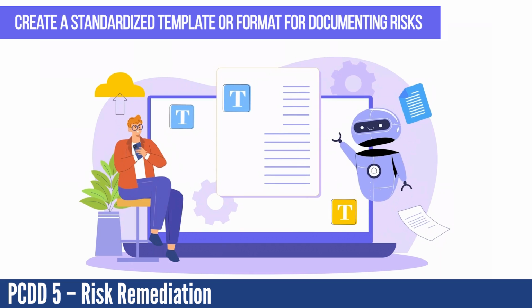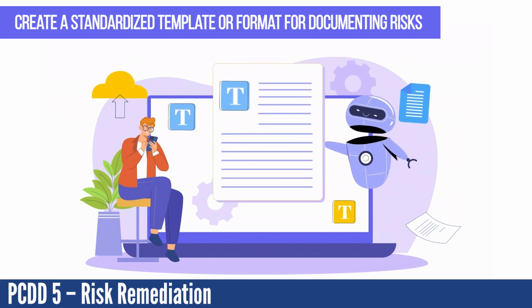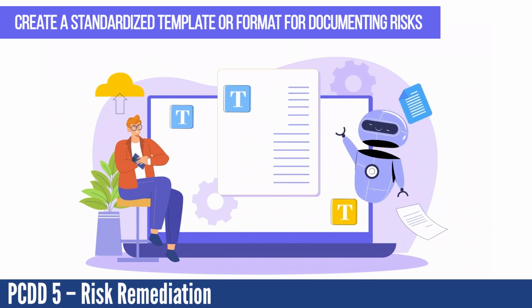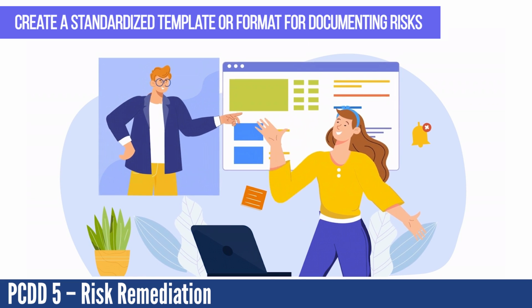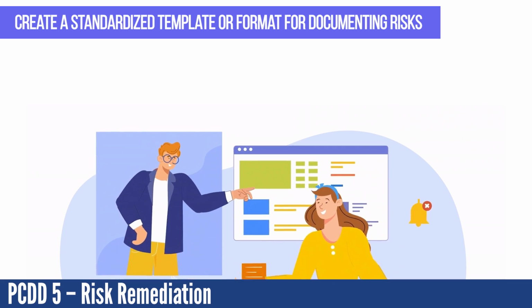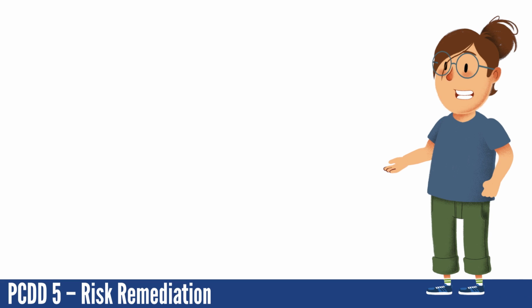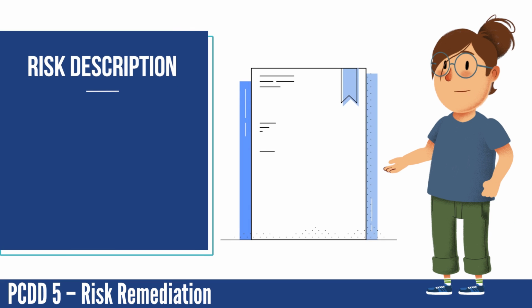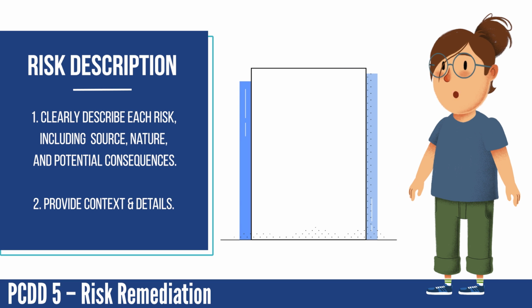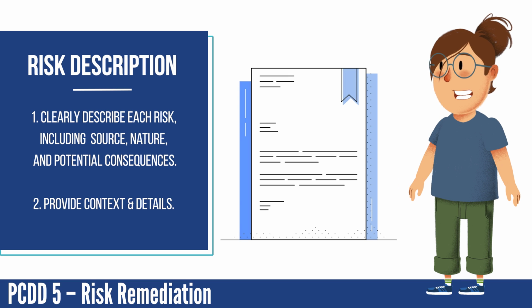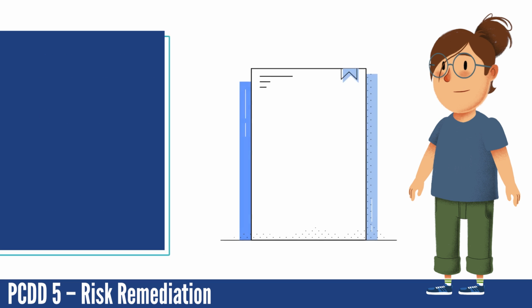Create a standardized template or format for documenting risks. This format can include fields for the risk description, risk category, impact assessment, likelihood assessment, risk score, and any relevant notes. Template fields can include a risk description, which clearly describes each risk including its source, nature, and potential consequences. In this, you should provide context and details that help others understand the risk.